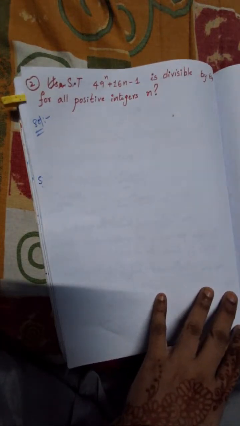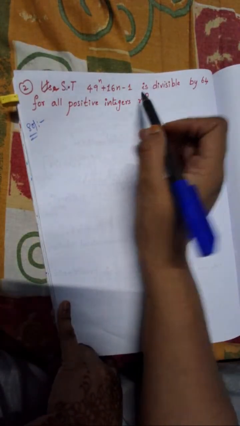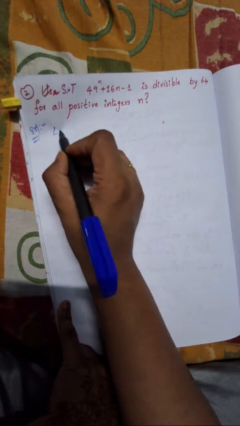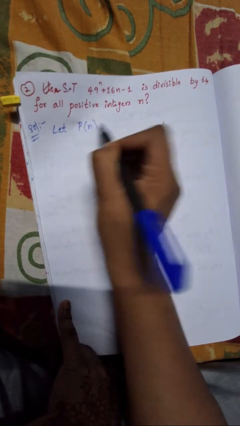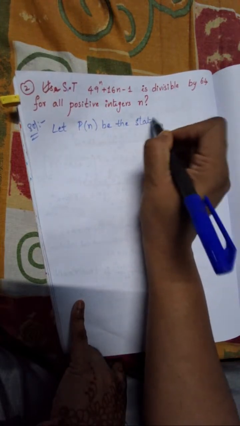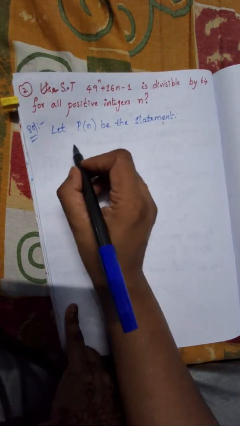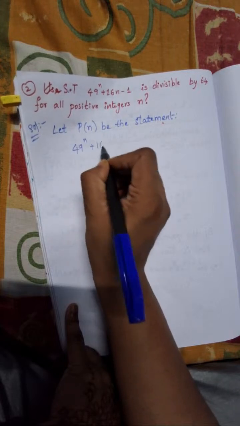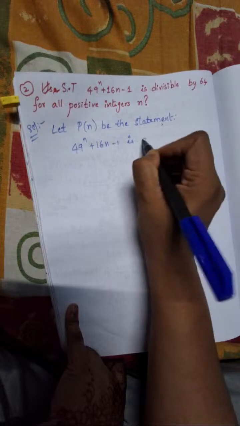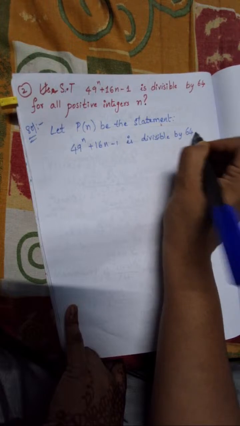In this problem, some different type of problem is given here. Let us take the given statement as p of n, the mathematical statement. So 49 power n plus 16n minus 1 is divisible by 64. We have to show this, we have to prove this one.